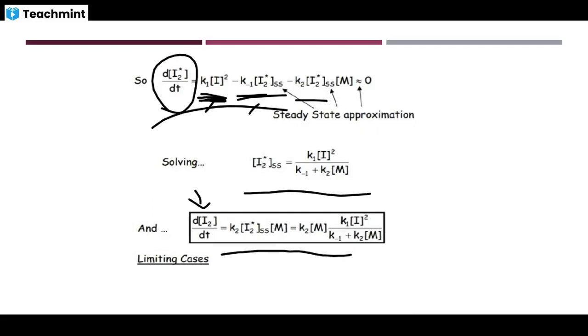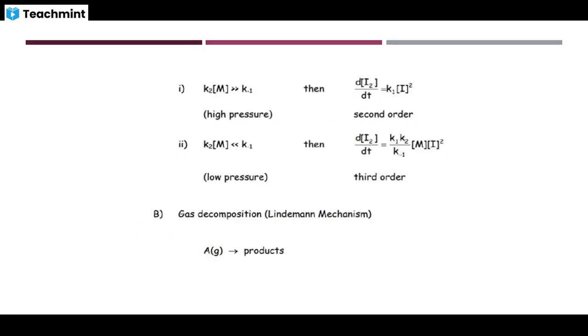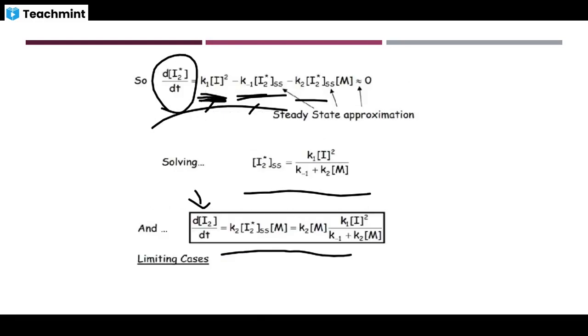Limiting case: when K2 M is greater than K minus 1, at a higher pressure, what happens? K2 M is higher. What is K2 M? You see here.